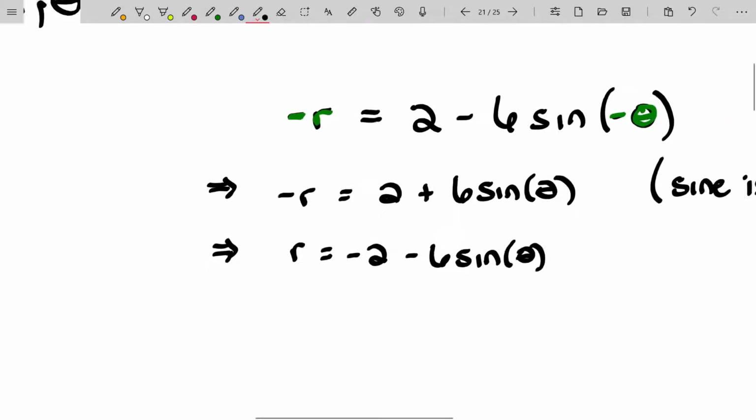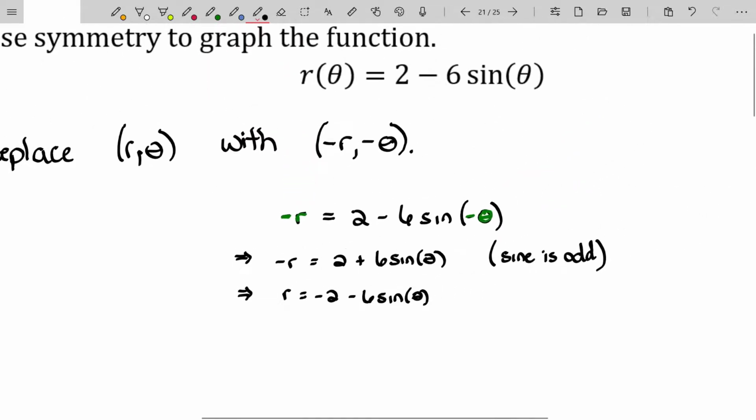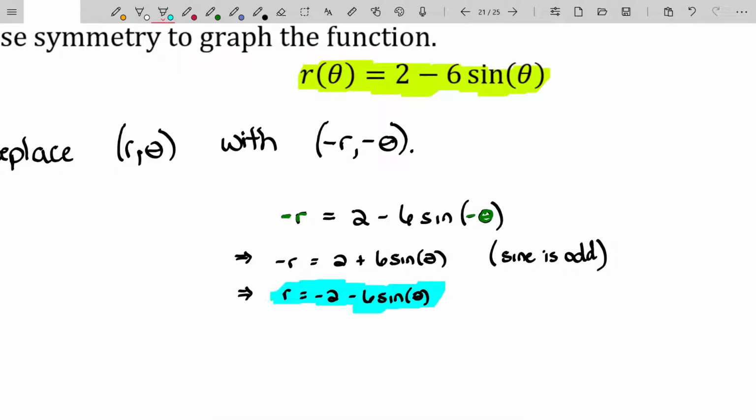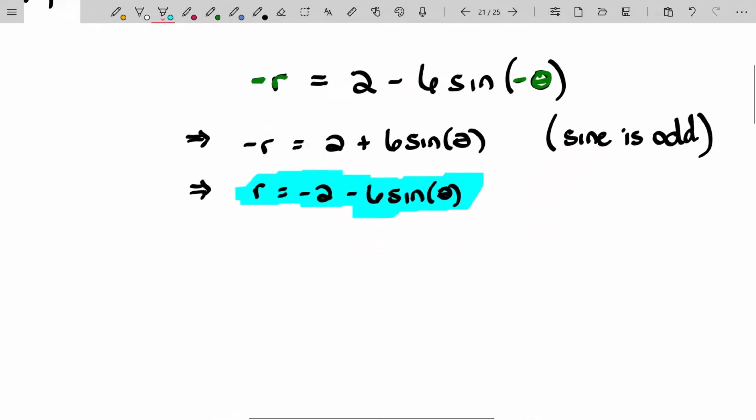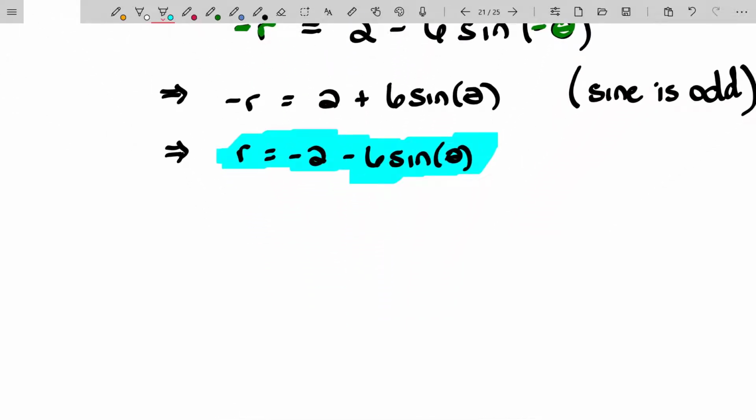And notice this equation is not actually identical to the original equation. These are not the same. In fact, I'll use 2 different highlighters for that because they're not the same functions. It's very close, don't get me wrong. R in the yellow highlighting, or I've noticed in my YouTube videos it looks green, but it's supposed to be yellow, R in the yellow highlighting is 2 minus 6 sine of theta. However, when we replaced r with negative r and theta with a negative theta, we end up with r equals -2 minus 6 sine of theta.